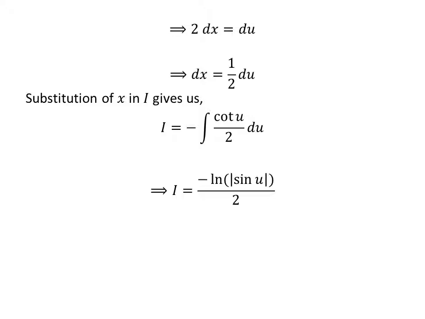How to find the antiderivative of cotangent has been explained in the video appearing in the upper right corner of this video. The URL of the same video has been given in the description section as well. So I is equal to minus of half of natural log of absolute value of sine of u.